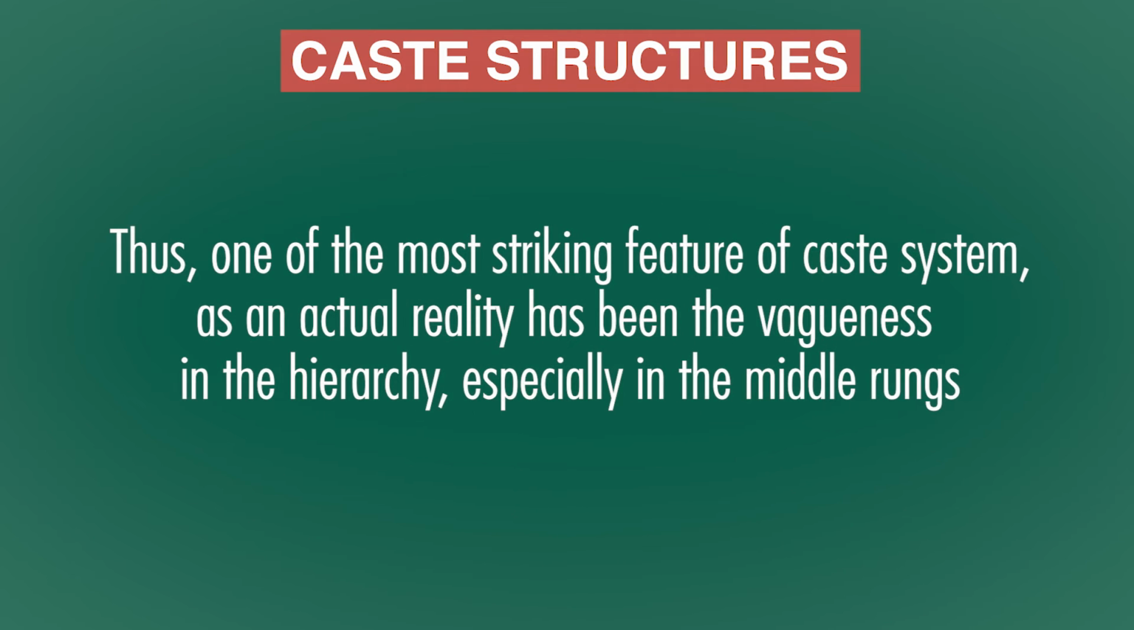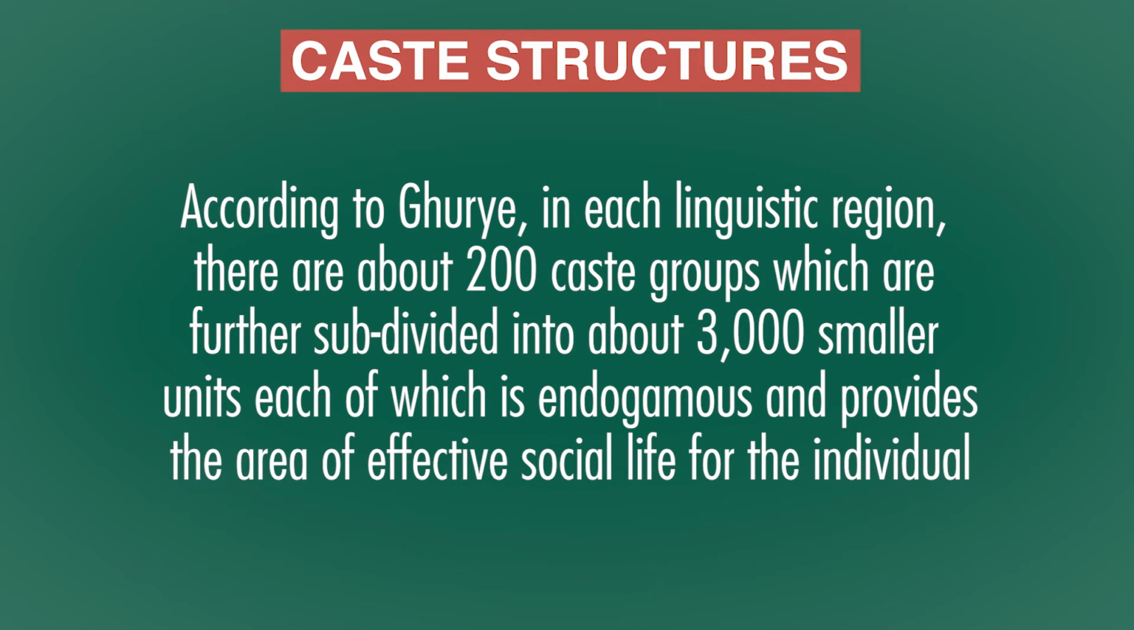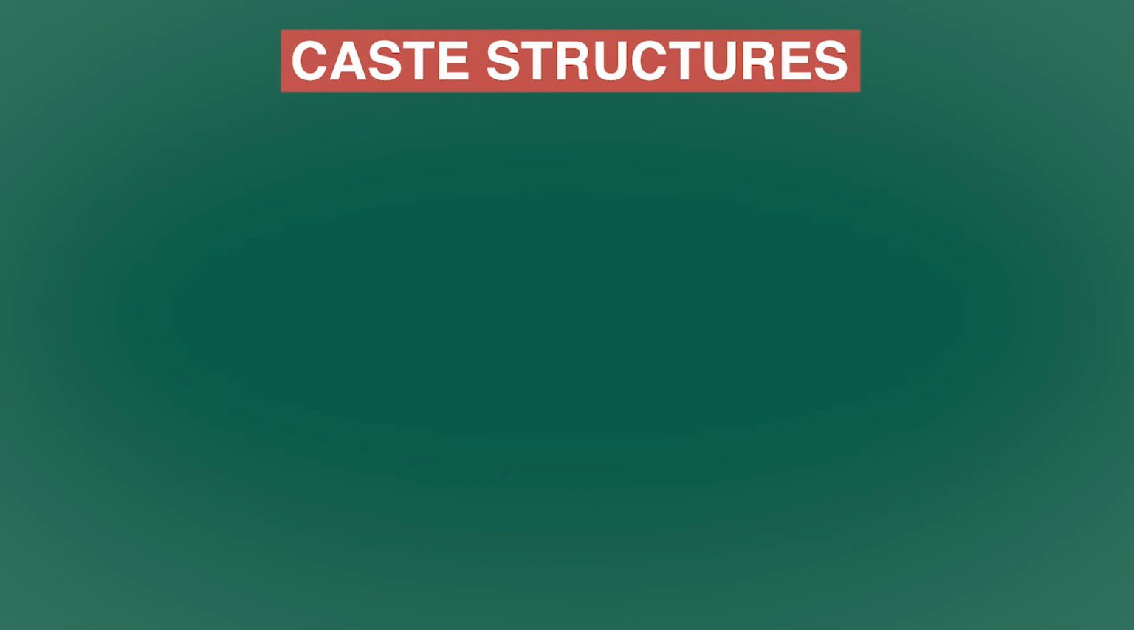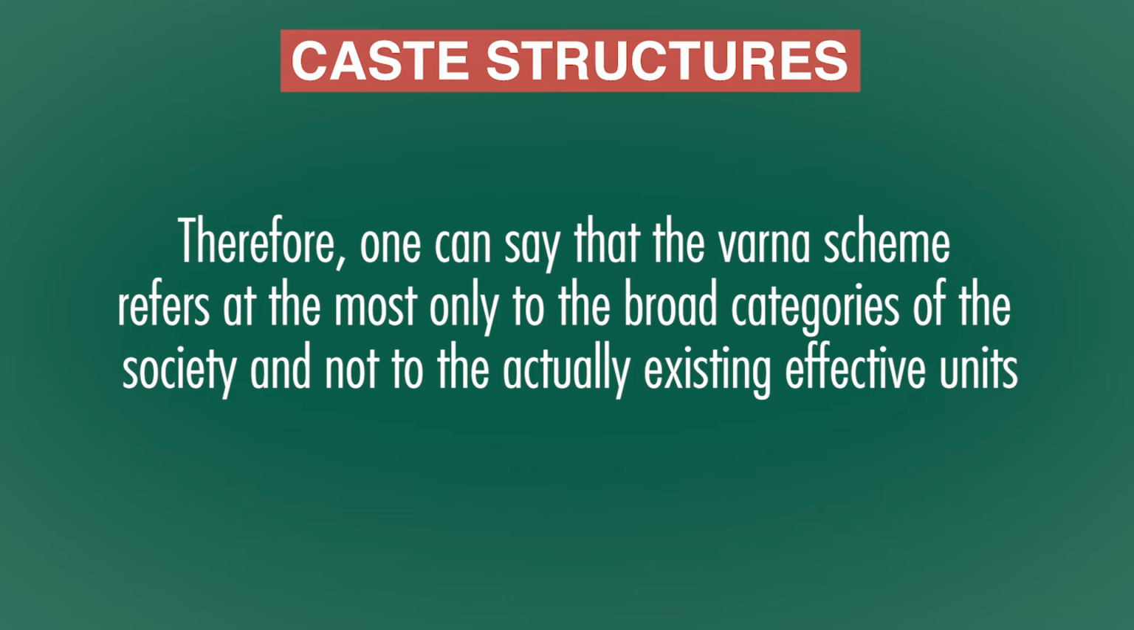Thus, one of the most striking features of the caste system as an actual reality has been the vagueness in the hierarchy, especially in the middle rungs. According to Ghurye, in each linguistic region, there are about 200 caste groups, which are further subdivided into about 3,000 smaller units, each of which is endogamous and provides the area of effective social life for the individual. Therefore, one can say that the Varna scheme refers at the most only to the broad categories of the society and not the actual existing effective rules.